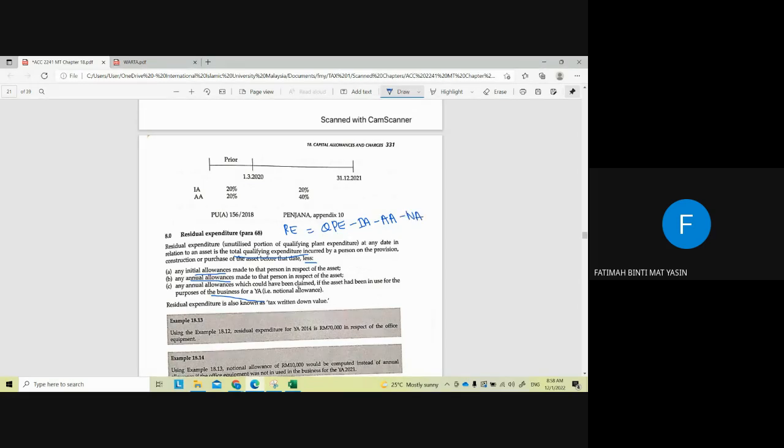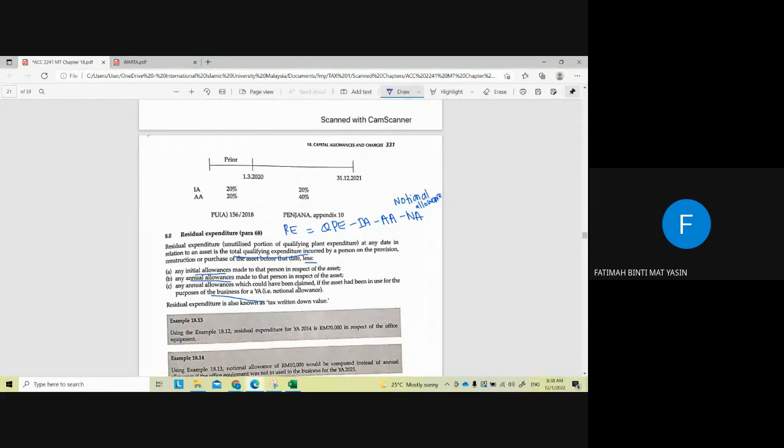So what is notional allowance? It is basically the allowance where the company owns the asset, but the company does not use the asset during the year. That is notional allowance. The company can still claim for that. The rate is similar to the annual allowance.